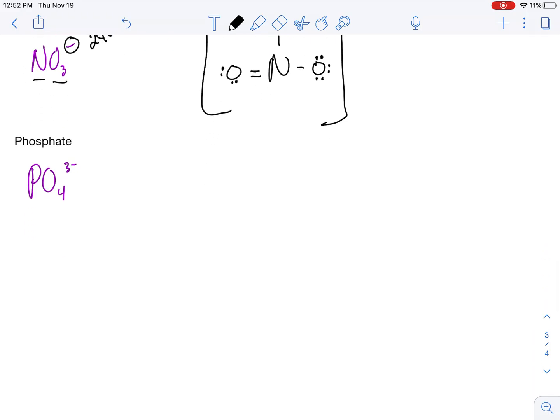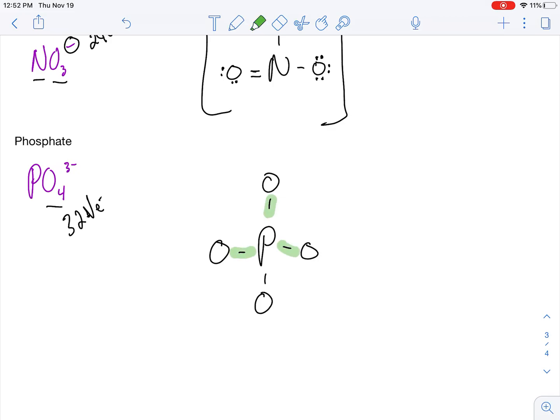Phosphate. Let's count them all up. So we now have oxygen times 4, that's 24. Phosphorus has 5 plus another 8. That's a total of 32 valence electrons. Let's see what that looks like. Phosphorus in the middle. I'm going to start with my 4 bonds because I have to. I have 4 oxygens. That makes it look nice and symmetrical. And we're going to start adding valence electrons.